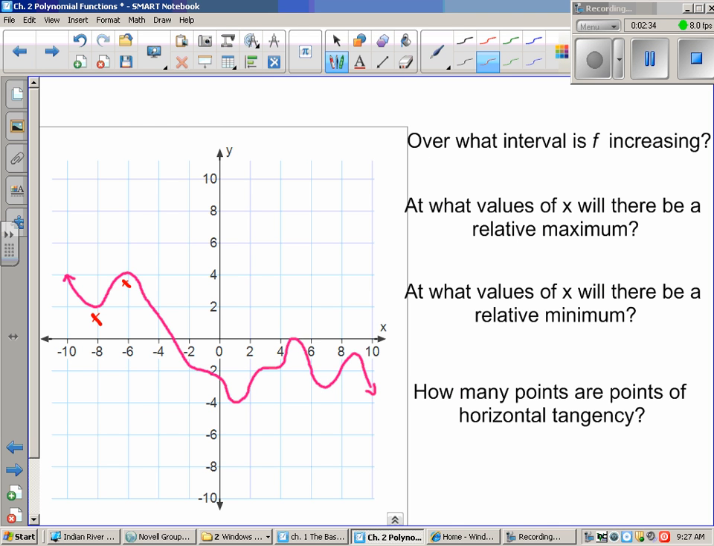So the way that we write that interval using interval notation, we would use a parenthesis to say it doesn't include -8 and it doesn't include -6. It's that interval. All right, the next interval where it would be increasing, where would the next one be?